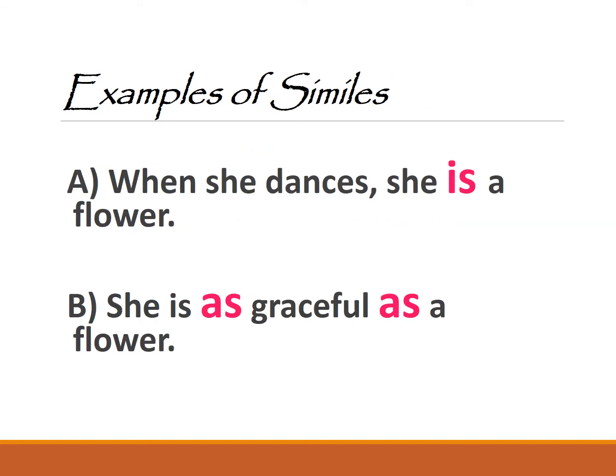Example of simile: when she dances, she is a flower. So the word is comparing her to a flower, or she's as graceful as a flower. So the idea of simile is that you see the word "as" and "like". So these are examples of similes.